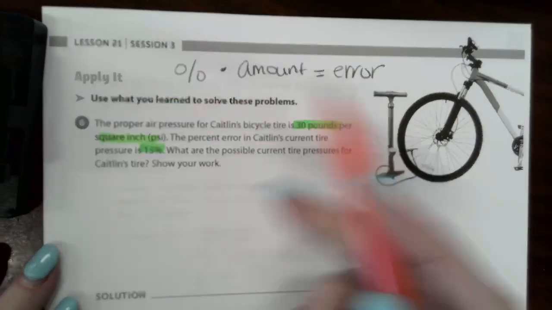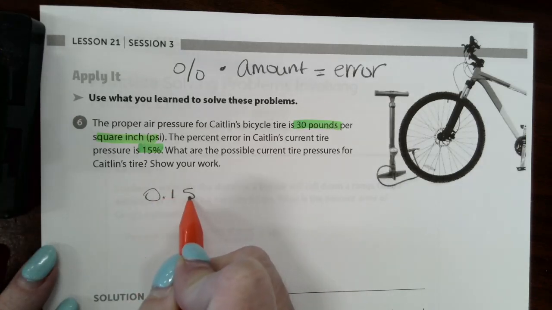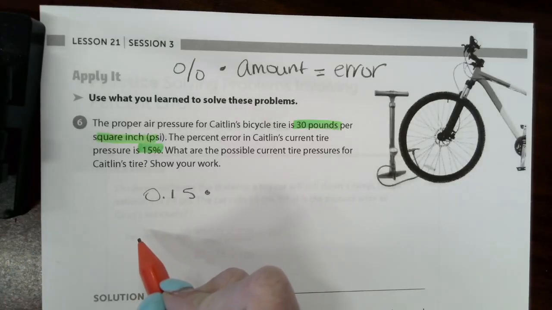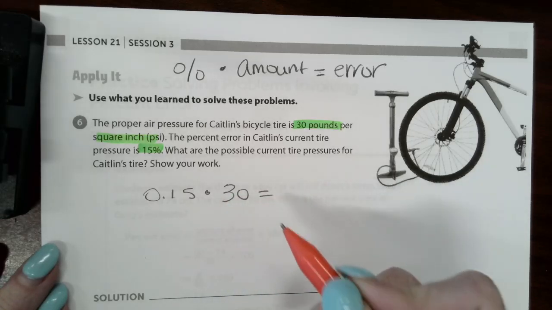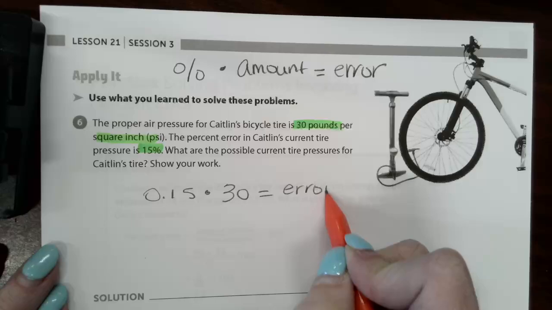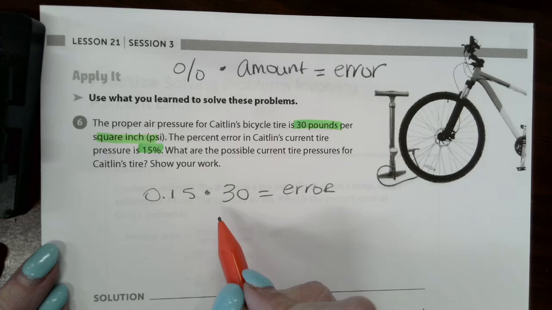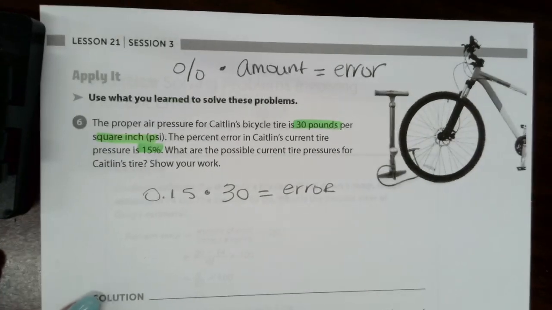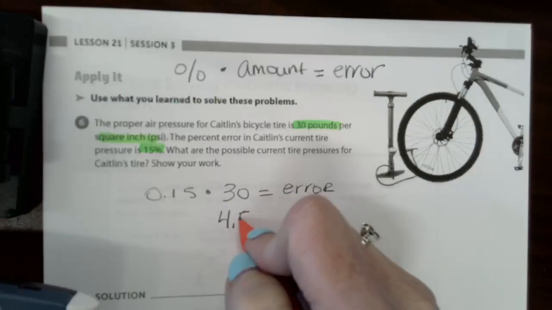So this time I do know the percentage. The percent is going to be 0.15 times, now what is a bicycle tire supposed to be weighed at? It's supposed to be 30 pounds, equals, and this is what we're looking for. This is the error that we're trying to discover. So I don't have to solve an equation here. I just have to multiply. 0.15 times 30. And I come up with 4.5.